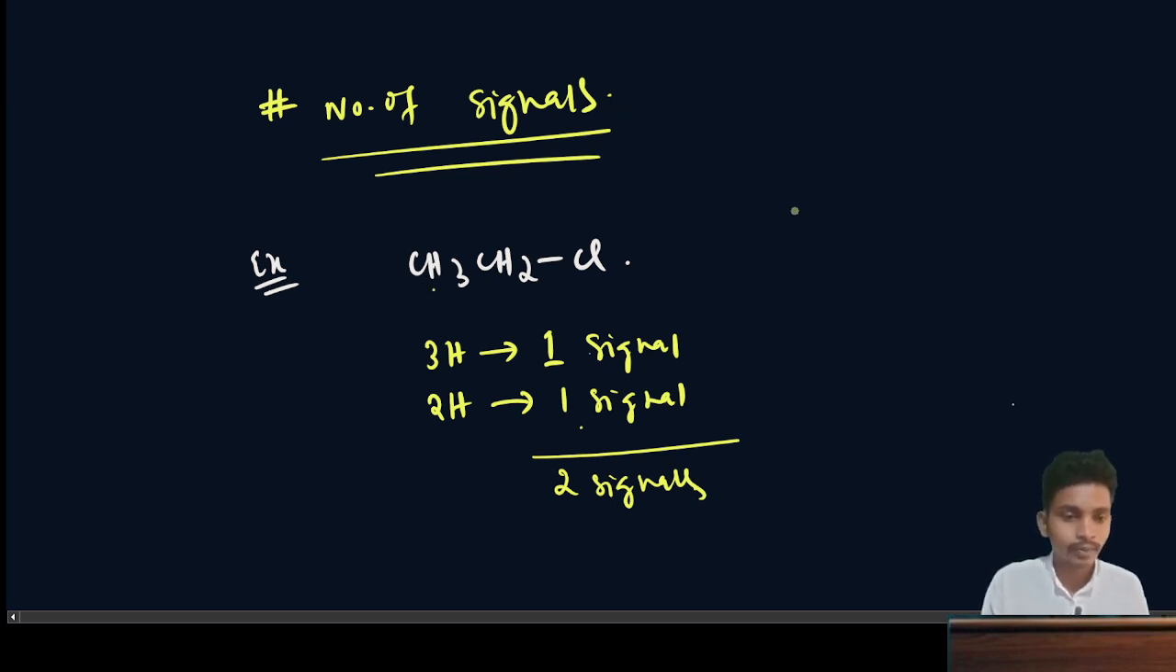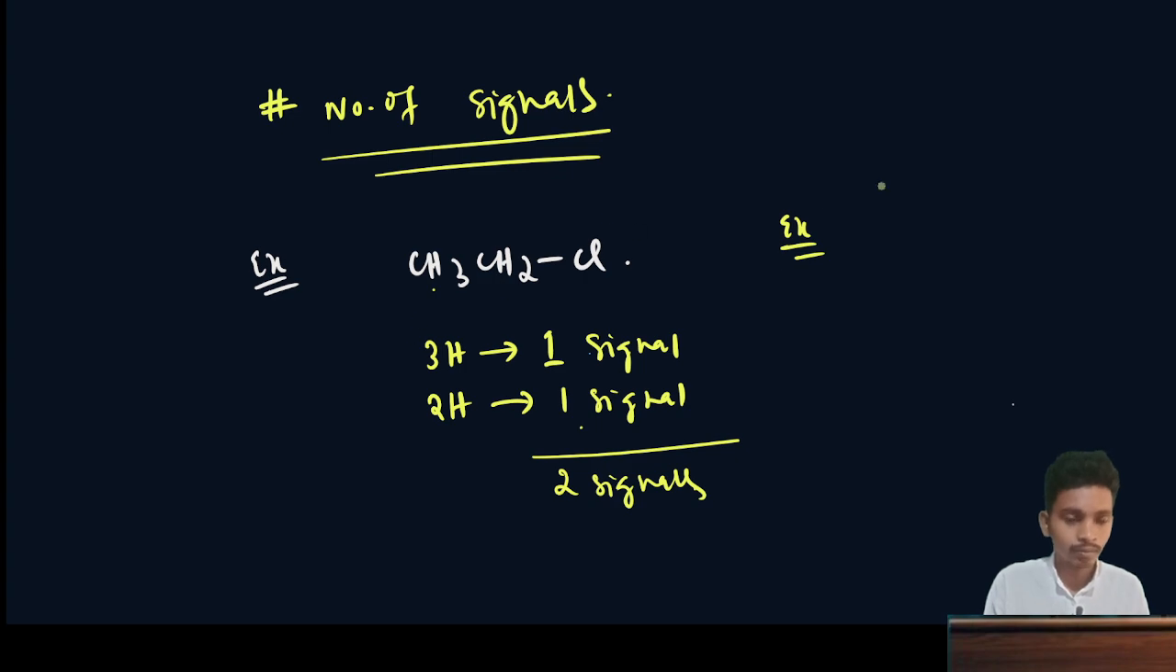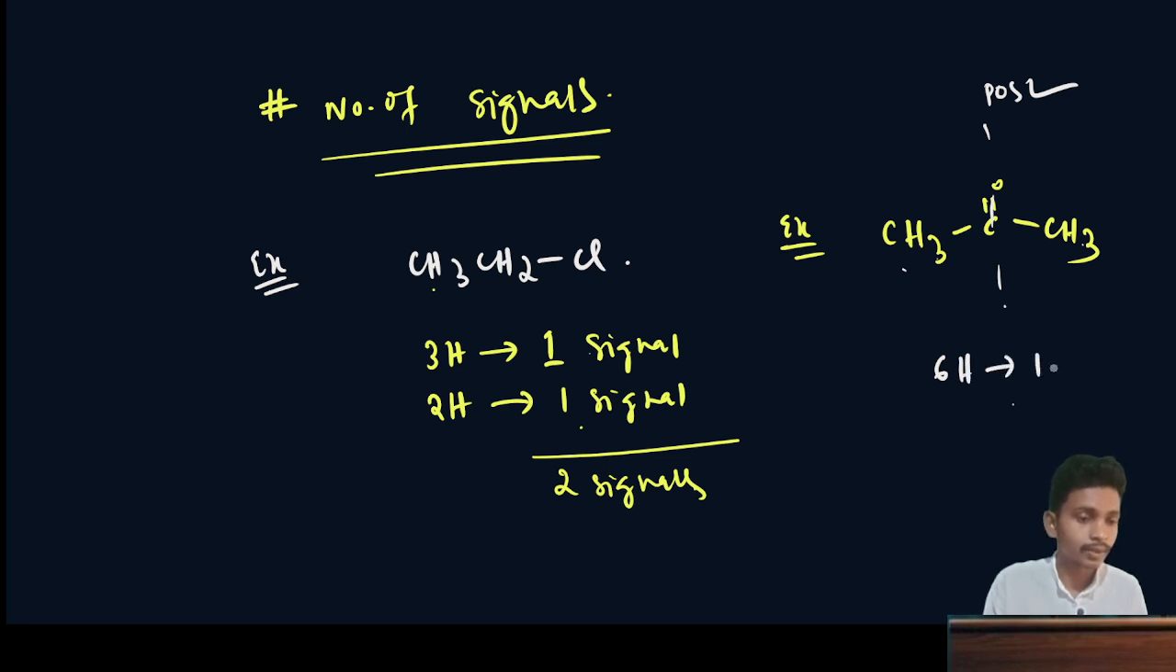2 signals we will get in the NMR data for this molecule. Now another example. Let's say we have CH3COCH3. First we will check the plane of symmetry. The plane of symmetry is present here, which means this and this are the same, and this is homotopic, so the 3H will give one signal. Since the plane of symmetry is present, both will give one signal, so the 6H will give one signal.